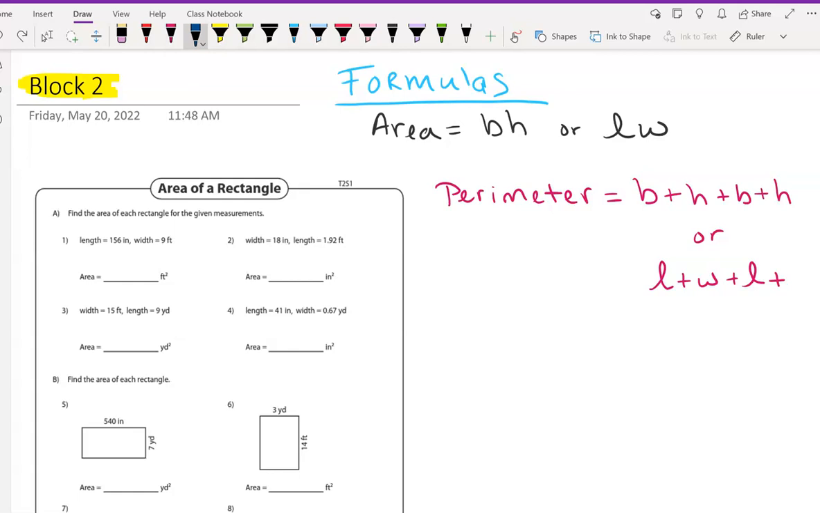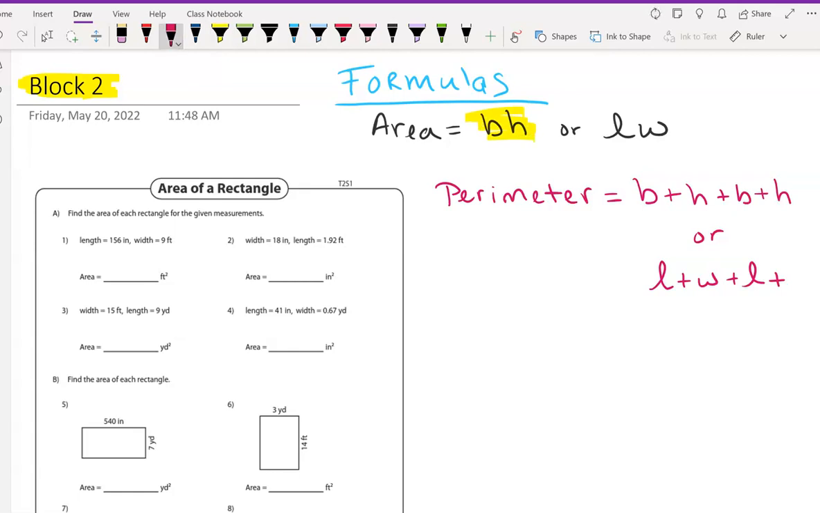Please remember that rectangles are also called parallelograms and fall under the family of polygons, which are just another way to say a four-sided shape. So working with these particular formulas, you will see that area can be written two ways. It could be written as base times height.